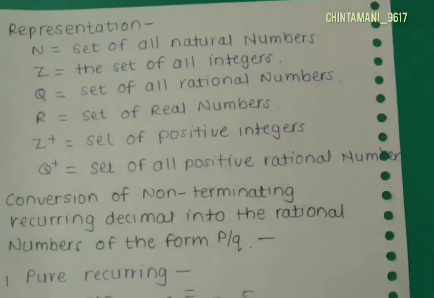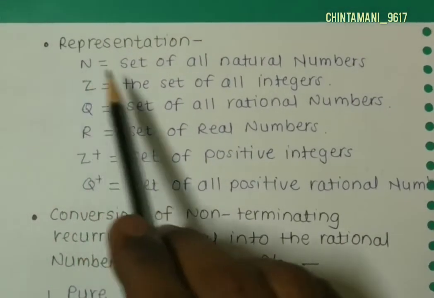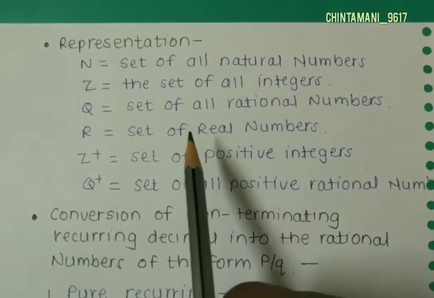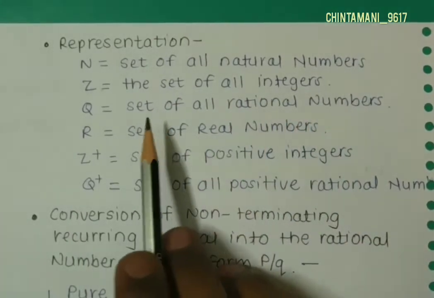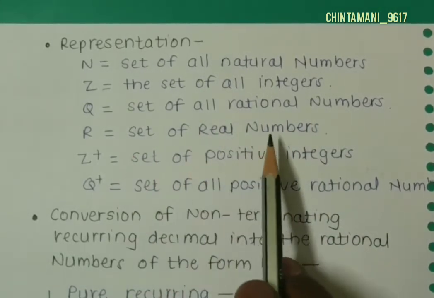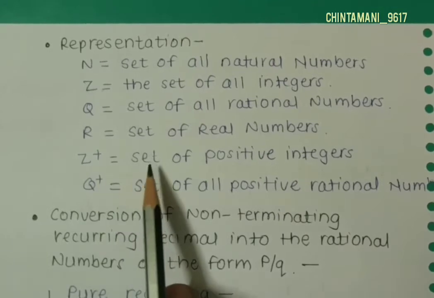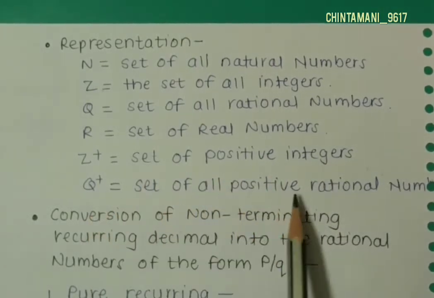Moving forward, the representation of the numbers. N is for the set of all natural numbers. Z is the set of all integers. Q is the set of all rational numbers. R is the set of real numbers. Z plus is the set of positive integers. Q plus is the set of all positive rational numbers.